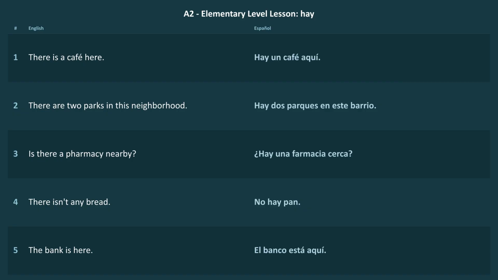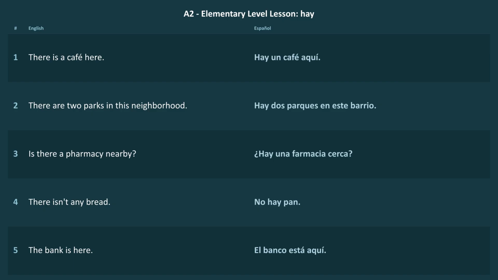Notice something important right away. Hay does not change for singular or plural. That is great news. You do not need one form for there is and another form for there are. It is always hay. Hay un libro. There is a book. Hay tres libros. There are 3 books. Same word. Easy.